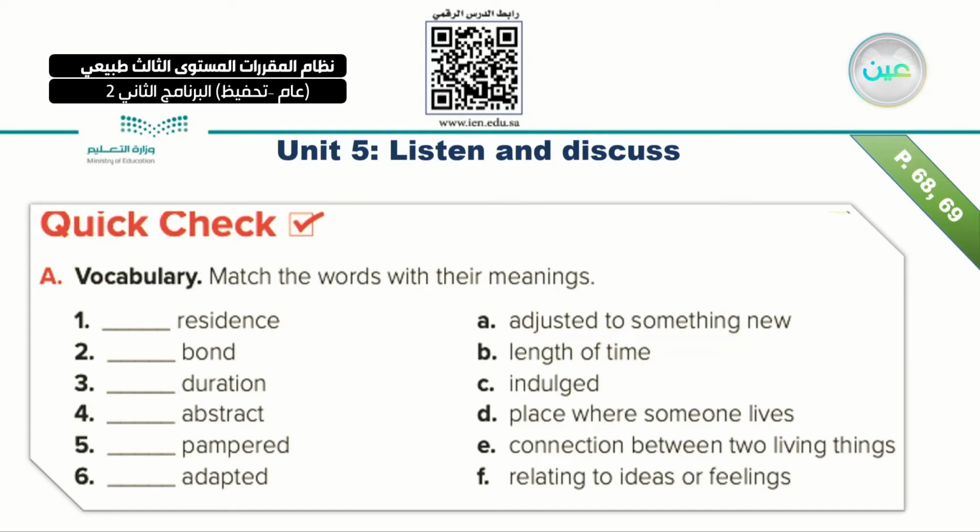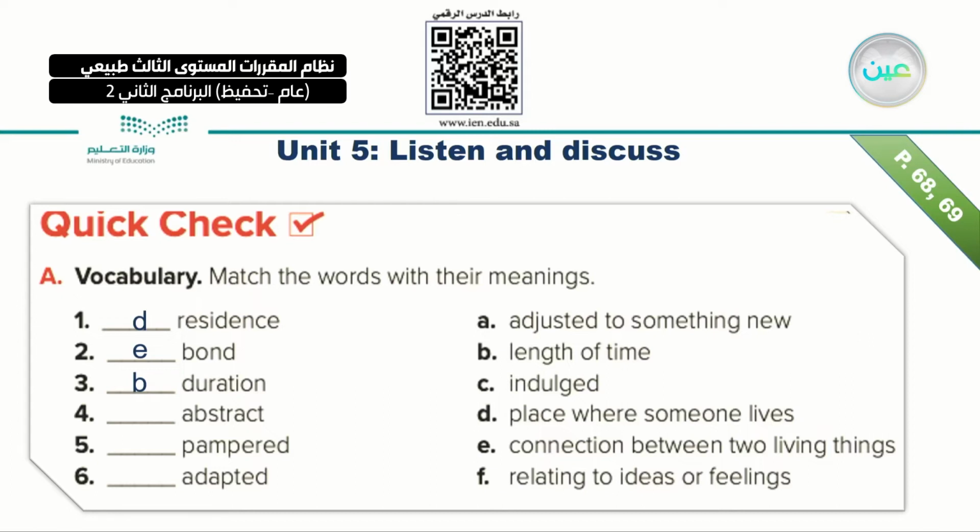Okay, let's go to a quick check. Vocabulary: match the words with their meanings. So here we have 6 words and, of course, 6 meanings. Let's start. Number 1, residence, which is the place where someone lives, like home, for example. Number 2, bond, and the answer is E, connection between 2 living things. It's like join or combine something together. 3, duration. Duration is length of time.